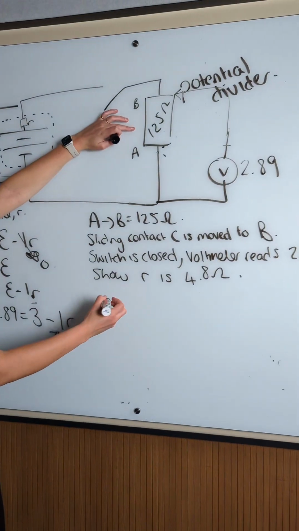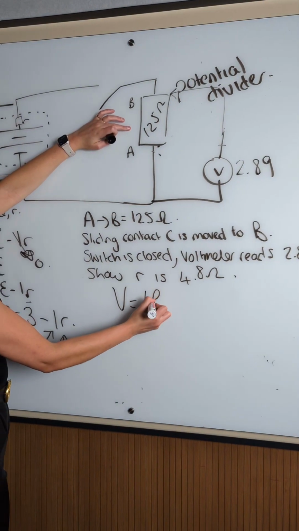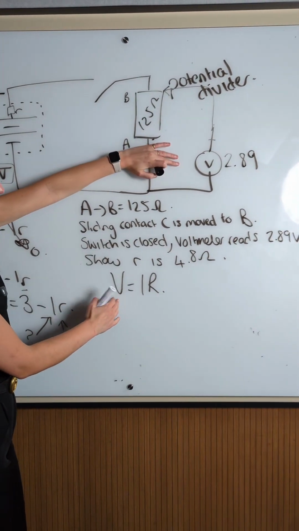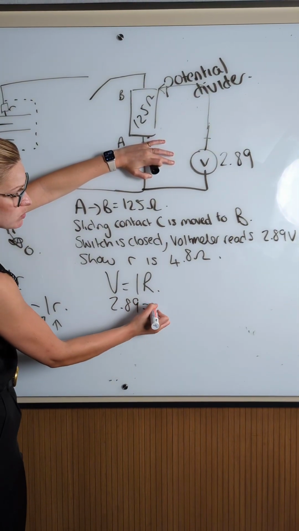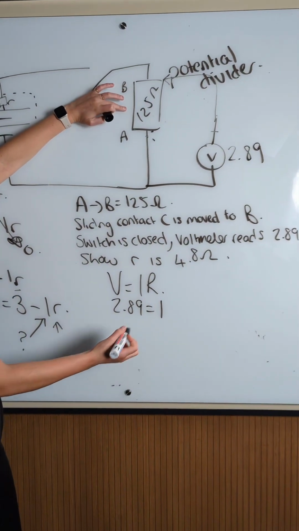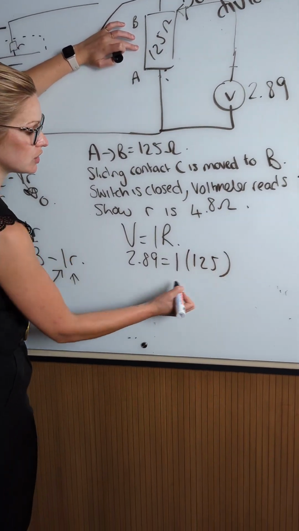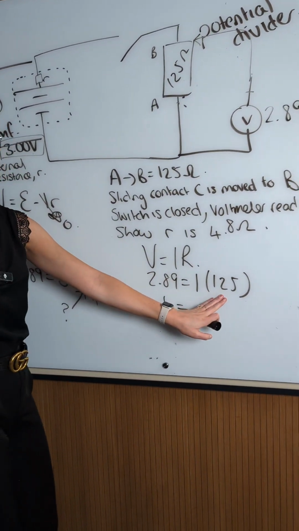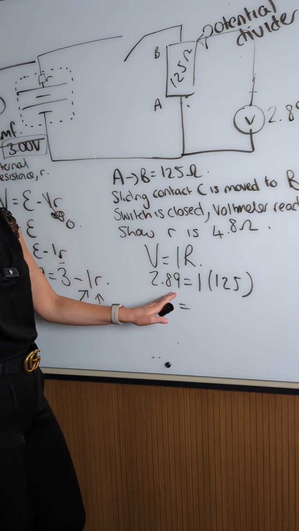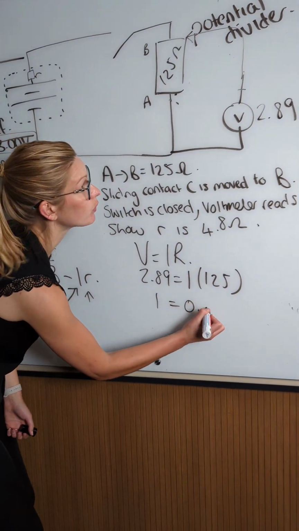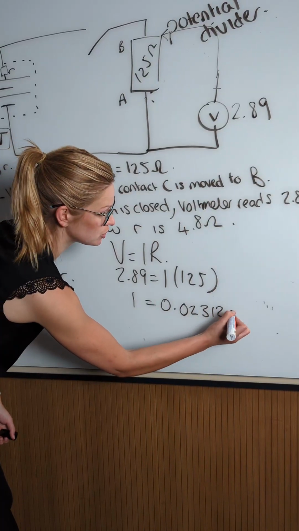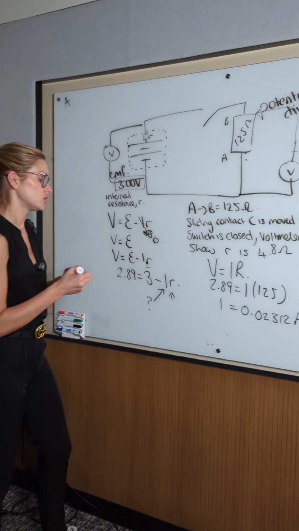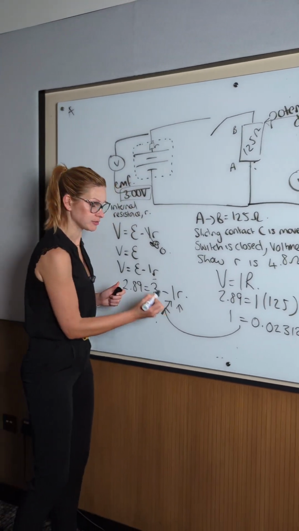I'm given the resistance. So I know that capital V equals capital I times capital R. Okay, so this is my GCSE stuff. So I know my voltmeter reading, which is 2.89, equals some current times the resistance, which is 125. So to find the current, all I need to do is take my 2.89 and divide it by 125. Divide both sides by 125 to get my current, which is 0.02312 amps. So now all I'll do is plug that number in here.